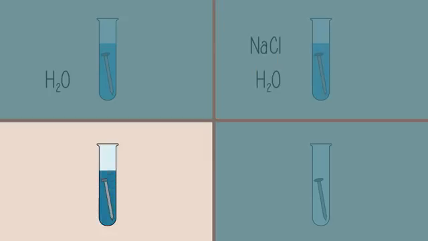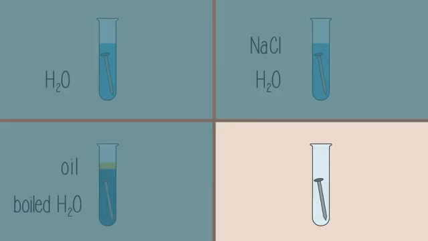Fill the 3rd test tube with recently boiled water and add a thin layer of oil. When we boil the water, we remove any dissolved oxygen, and the layer of oil prevents any oxygen from further dissolving. In the last test tube, add a spoonful of calcium chloride. Calcium chloride removes moisture or water.